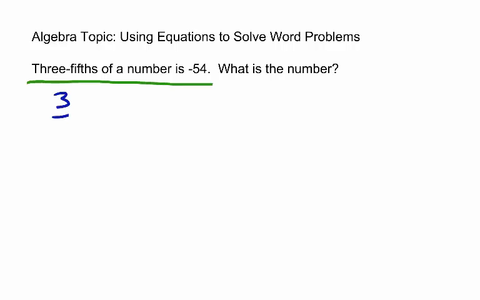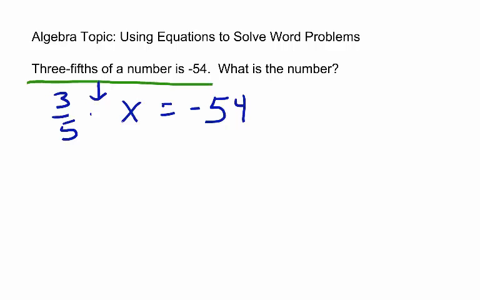For example, 3/5 of a number. In algebra, "of" often implies multiplication. The number is our unknown. We don't know the value of the number yet, so let's call it x. 3/5 of a number is. In algebra, "is" is often used to imply equals. So I have 3/5 times x equals -54.